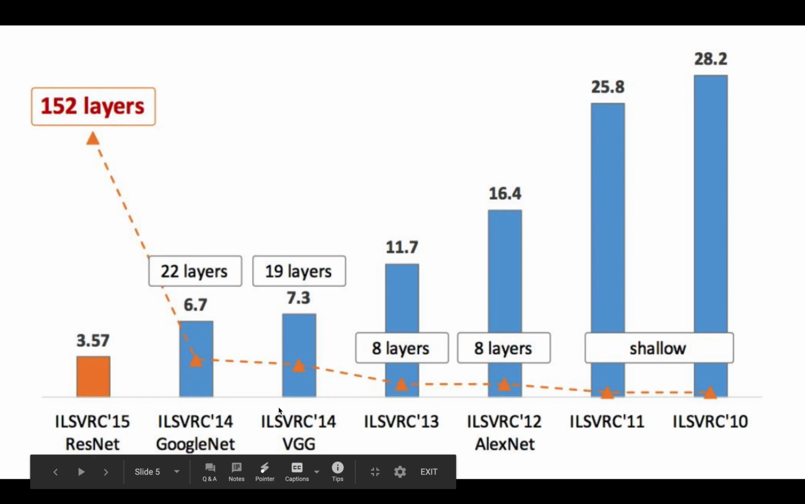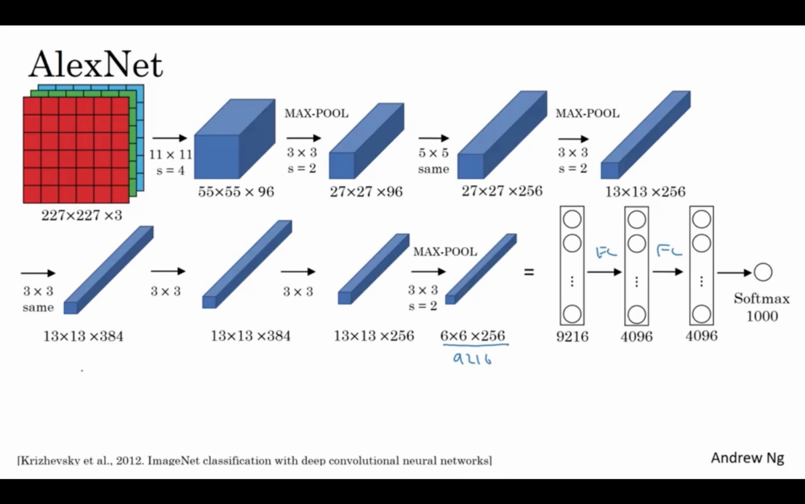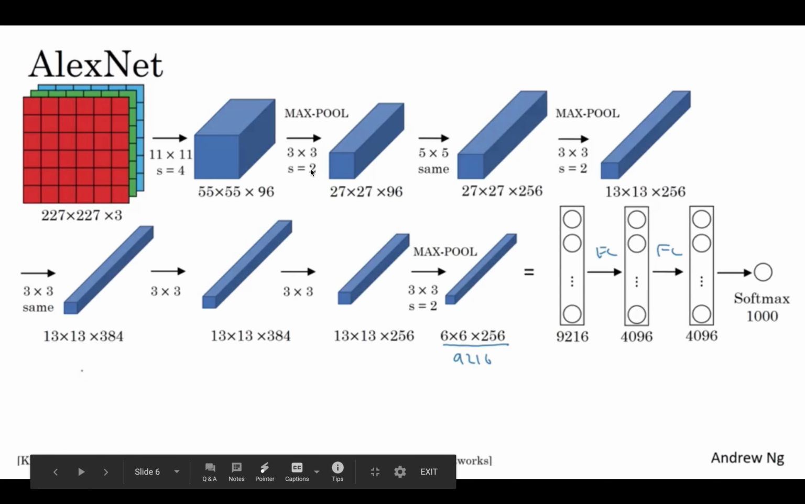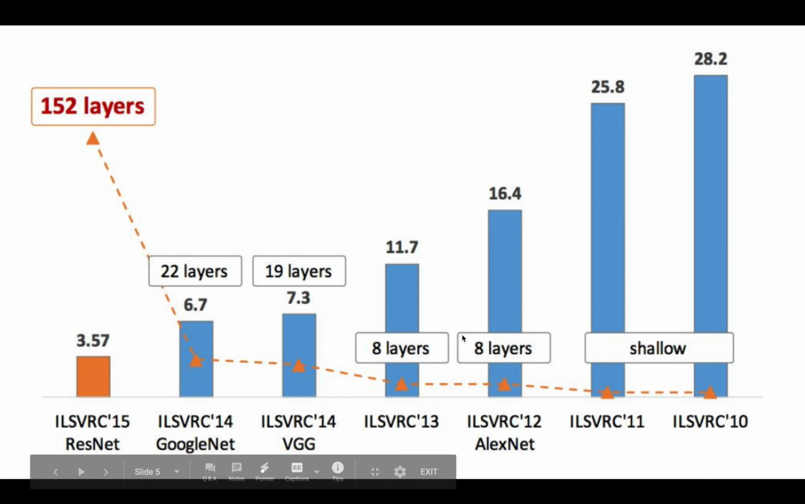So what is the difference between these networks? We can say VGG was a successor of AlexNet. Before discussing VGG, I'll briefly cover AlexNet. This is the flow of the AlexNet architecture: convolution layer, then max pooling, then convolution, then max pooling, then convolution, then max pooling, then convolution, and so on as the network goes on. They were getting an error of 16.4.